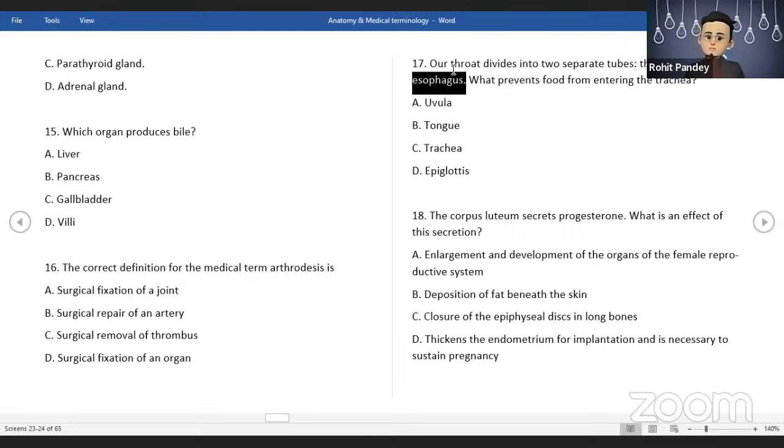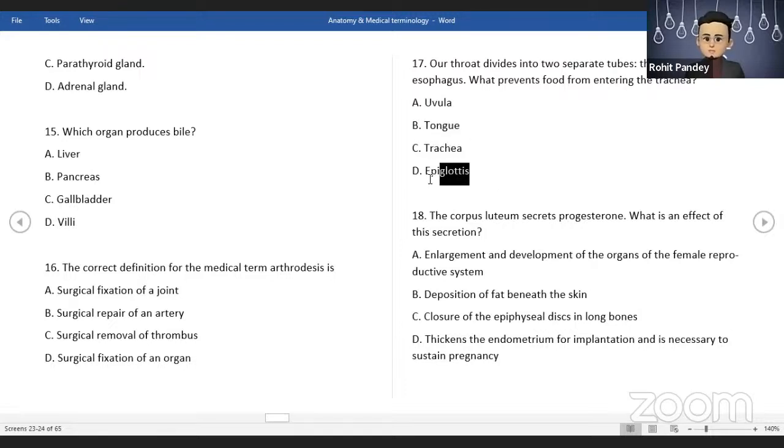Our throat divides into two separate tubes, the trachea and the esophagus. So the trachea is for air and the esophagus is for food. What prevents food from entering the trachea? A, uvula; B, tongue; C, trachea; D, epiglottis.